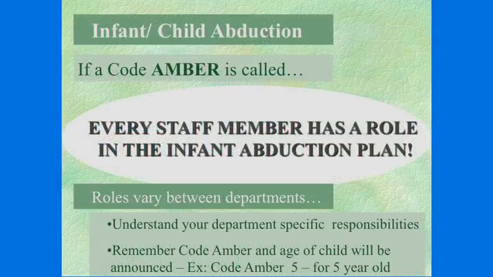Code Amber. This is done in the event that there's an infant or child abduction. And once you get your badges, you're going to see all of these codes with all these various colors on your badges. For example, code red is on here, which means a fire. Code white is on here, which is a disaster, be it internal, external. We'll talk about that in a minute.